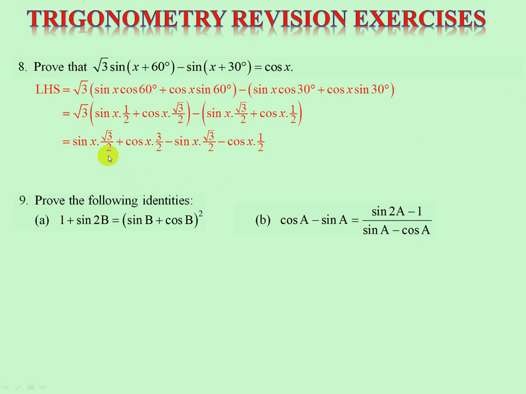Now have a look here. These two eliminate. They're the same, so they subtract. Now this is 1 and a half minus a half of cos x, which gives you cos x, which is the right-hand side.